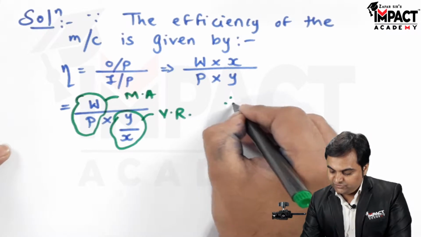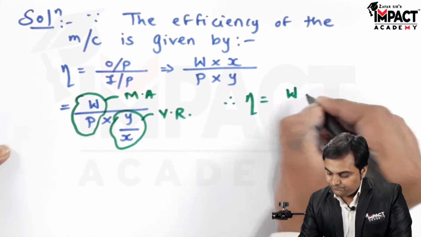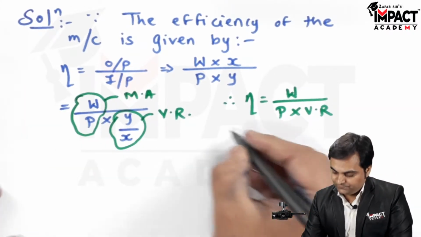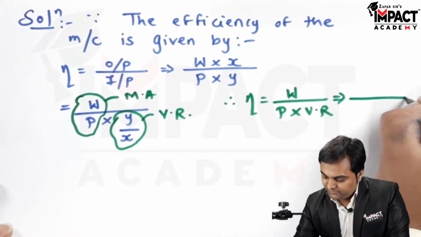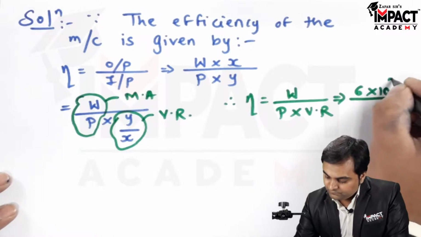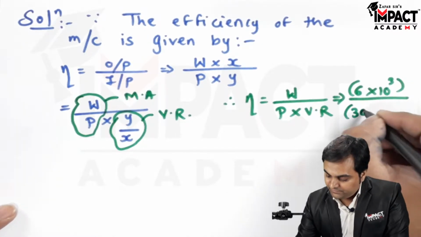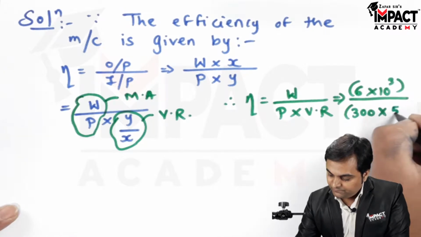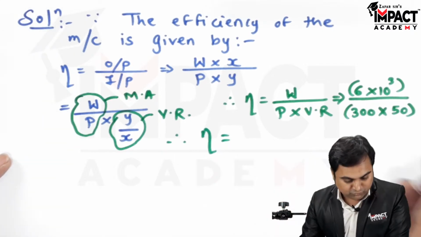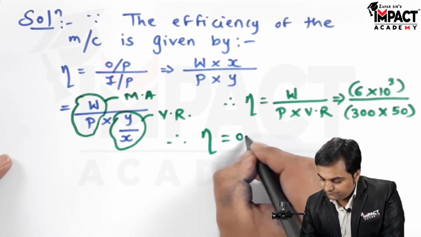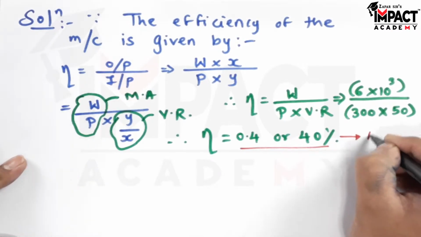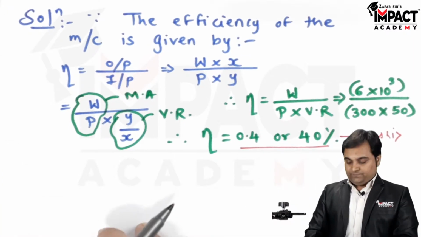So therefore efficiency would be W upon P into VR. Now just putting the values here. W is given 6 into 10 raised to 3. Effort P is 300 and VR is 50. So from this I'll get the answer of efficiency, and it comes out to be 0.4 or 40%. So that's the first answer.